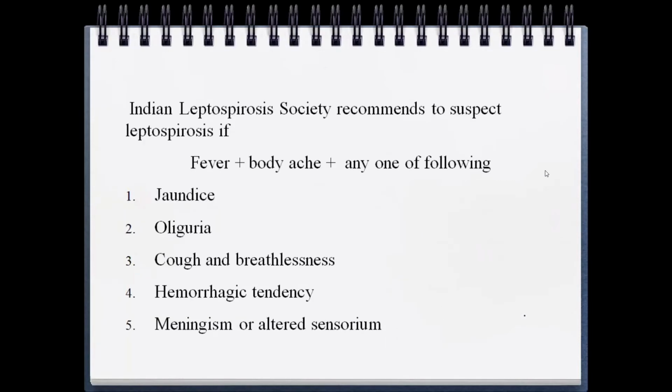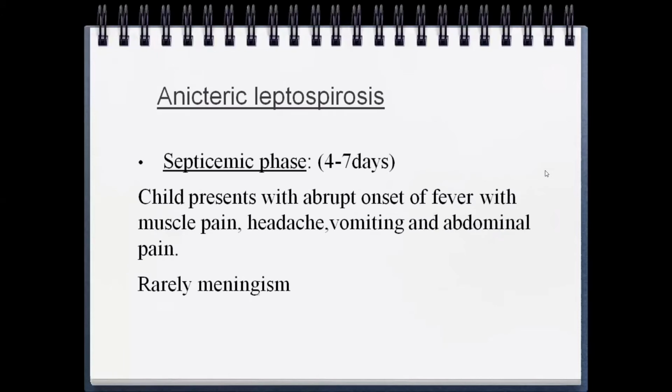So Indian Leptospira Society recommends to suspect leptospirosis if the patient has fever, body ache, and any one of the following. Okay, fever and body ache are generally present in viral illnesses. So if any one of these, like jaundice, oliguria, cough and breathlessness, any hemorrhagic tendency in the body, like bleeding from any site, any rash, then meningism or altered sensorium in the patient, then you should always suspect leptospirosis.